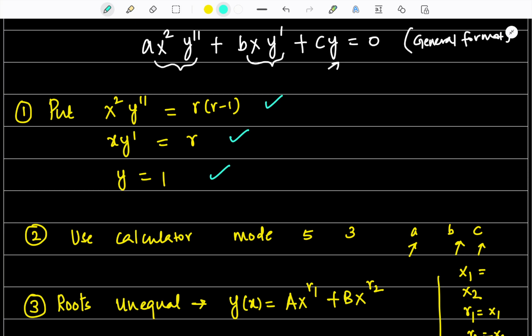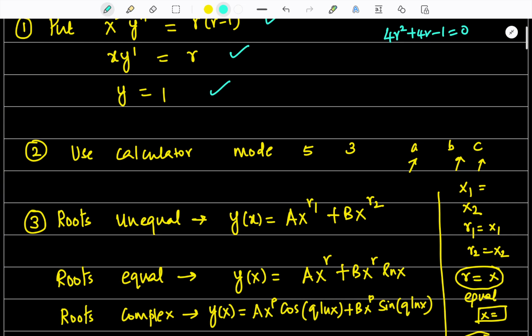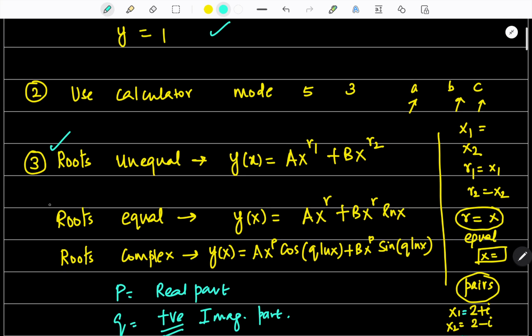What do you mean by second order, teacher? Something like this: 4r² + 4r − 1 = 0. Automatically you will go to the calculator to solve this equation, using mode 5-3, which is A, B, C. If you put the values in the calculator, you may get any one of these: roots can be unequal, roots can be equal, or roots can be complex. Any one, not all three.